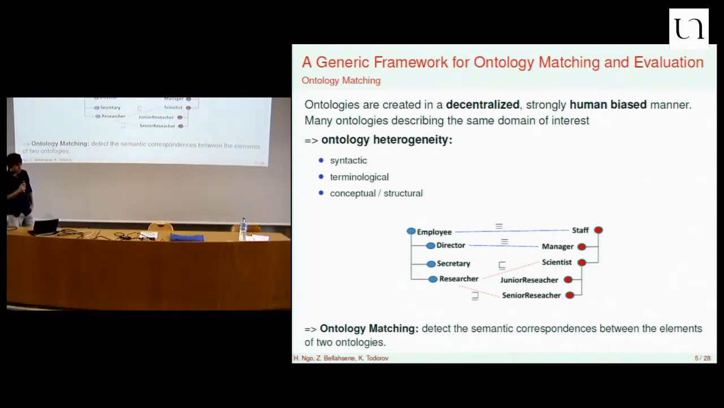This has led to the problem of what we call ontology heterogeneity, and it can be manifested on many different levels. For example, on a syntactic level, concerning the particular formal language in which an ontology is expressed. On a terminological level, regarding the actual choice of vocabulary or naming convention, on a conceptual or structural level, etc. And the aim of an ontology matching system is to detect in an automatic manner the correspondences between the elements of two different input ontologies. So, for example, in this toy example that you see here, the matching tool would be able to detect that employee from the blue ontology corresponds to staff from the red ontology.